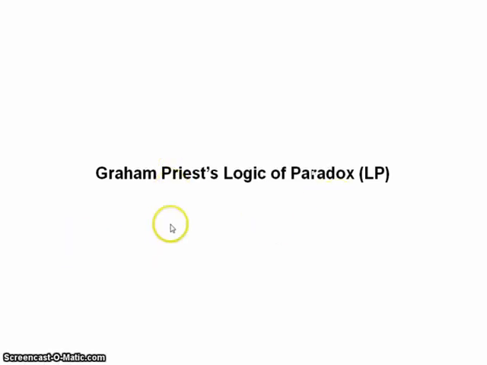So I want to give an overview of a paraconsistent logic and I'm going to present the system developed by Graham Priest called the Logic of Paradox, or LP for short. Now there are certain technical points that I'm going to simplify a little bit here. I just want to present this in a brief and accessible way so you have a basic idea of how a paraconsistent logic might work.